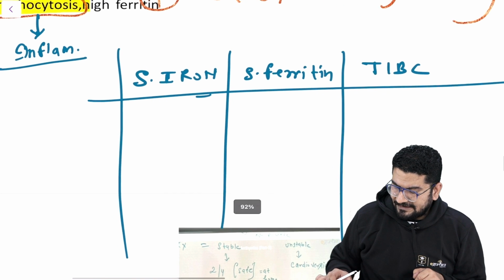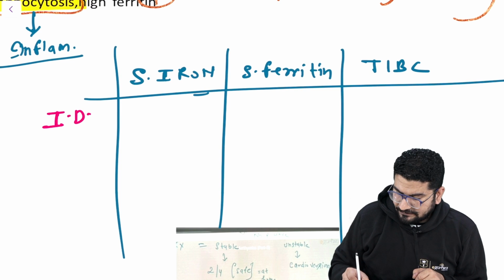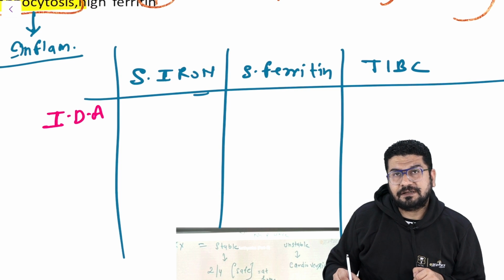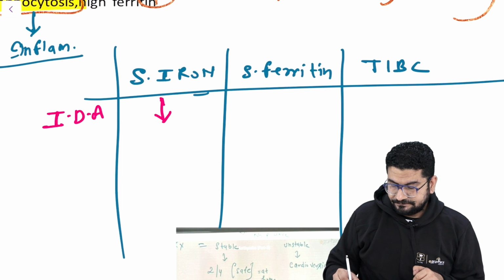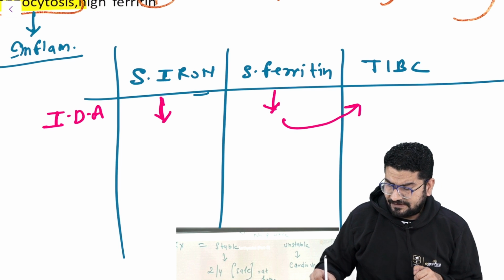So understand iron deficiency anemia. If I talk about the first one, iron deficiency anemia, this is what you will see here. Serum iron is reduced, the store form will reduce, and ferritin is inversely proportional to TIBC, so TIBC will increase.